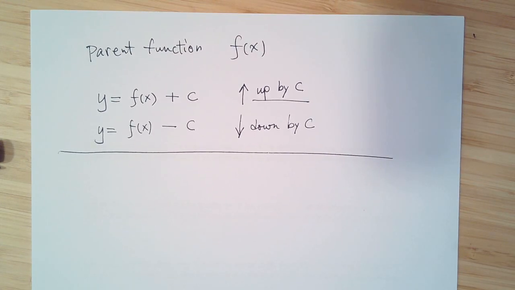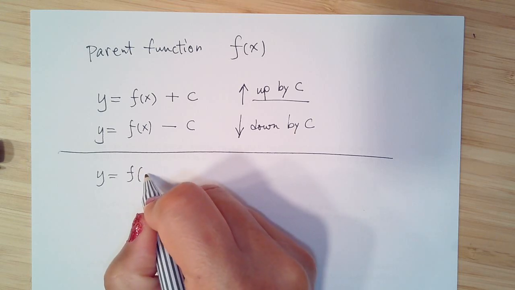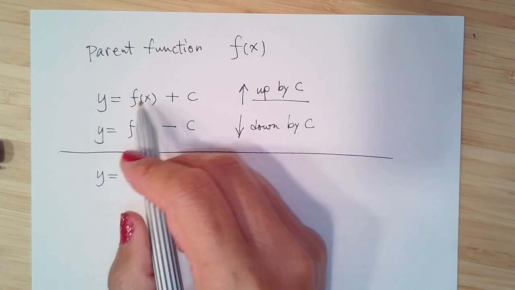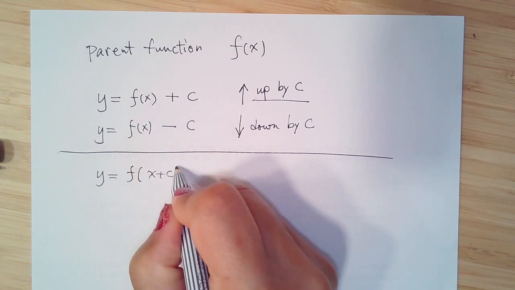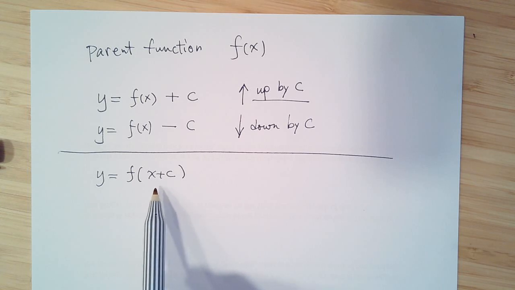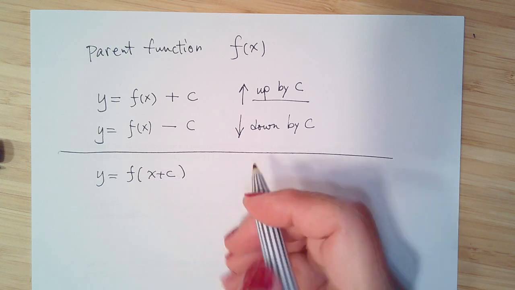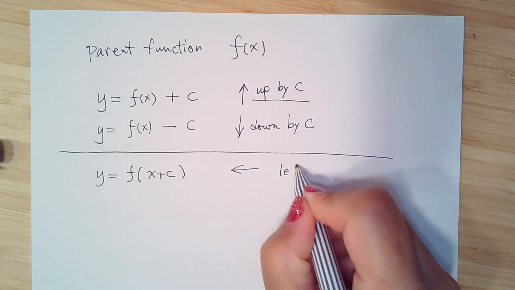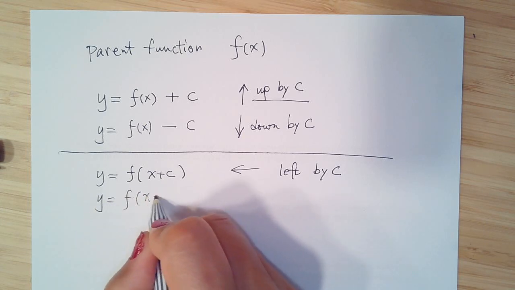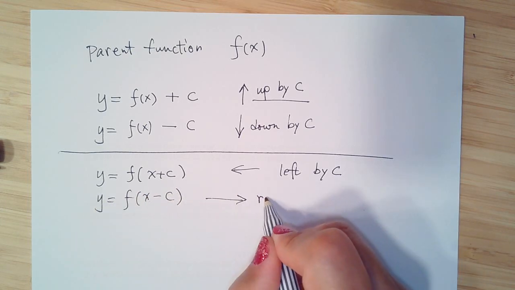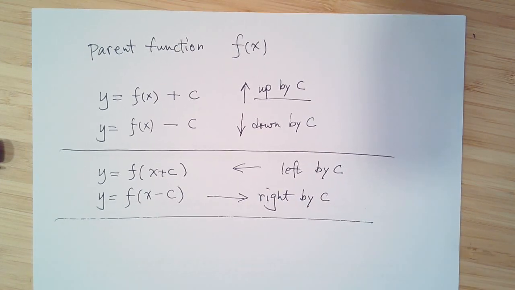And the horizontal shift is this: y equals f of, instead of putting the c after the function, I changed the x. So here is x plus c. Now this one is very tricky. If it's a plus c, you think a plus is to the right? No, if it's related to x, you're going to shift to the left by c. And very similar, if you have x minus c, then you shift to the right horizontally by c.